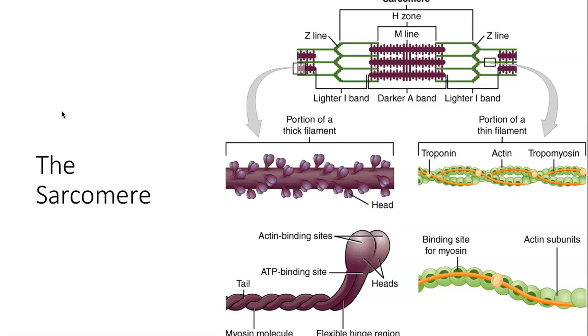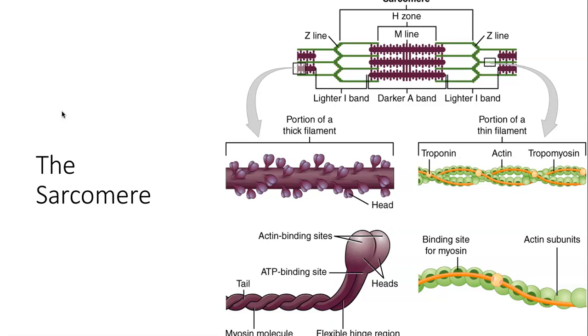Because myofibrils are approximately 1.2 micrometers in diameter, hundreds to thousands of them, each that have thousands of sarcomeres, can be found inside just one muscle fiber. Each sarcomere is approximately 2 micrometers in length and has a cylinder-like arrangement.